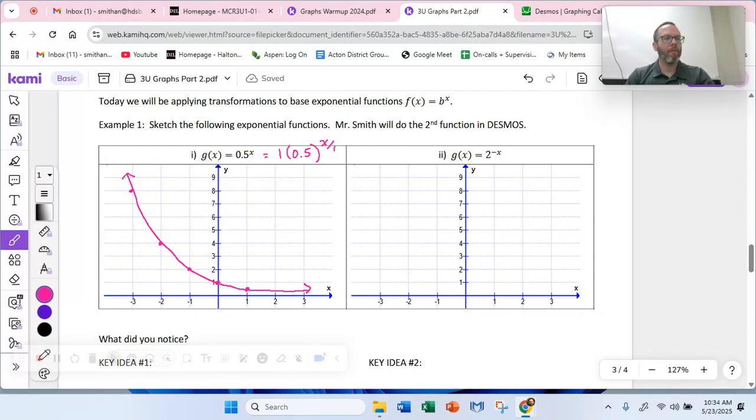Level 4 for that one for me. Fine motor skills were on point. All right, did you guys get a similar graph?